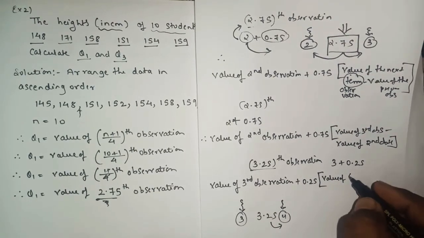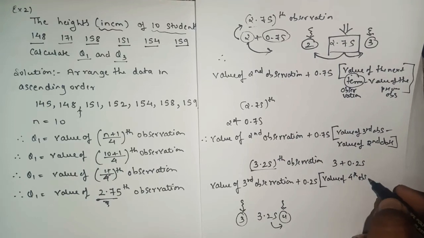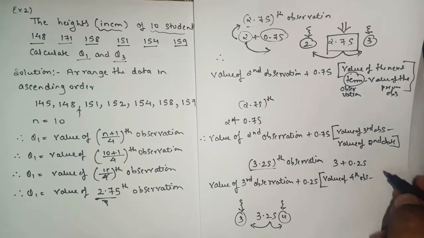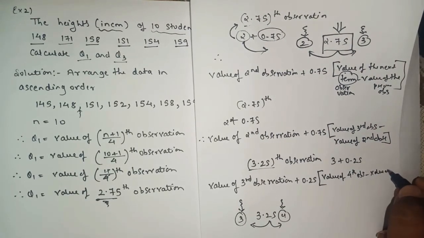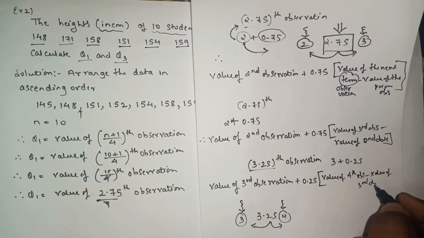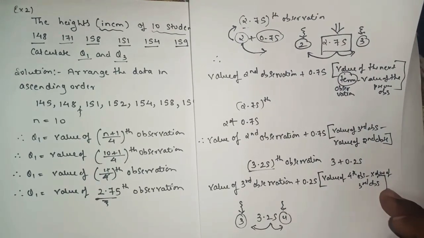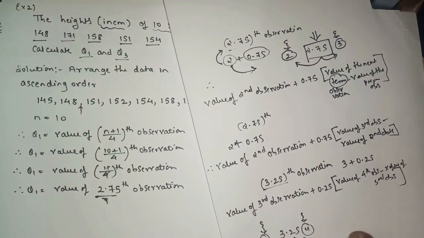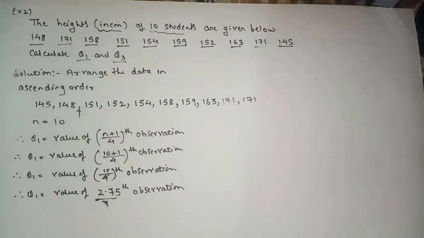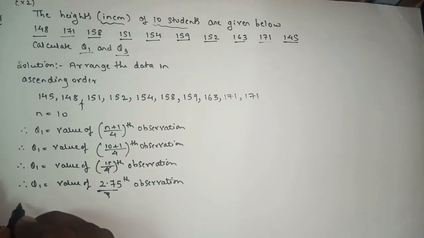inside the bracket you will write value of the next observation, that is, fourth observation minus the previous observation. So value of previous observation is what? Third. So in this way, first you will frame the formula, you will substitute the value, then only you will get the answer. So let's begin here.